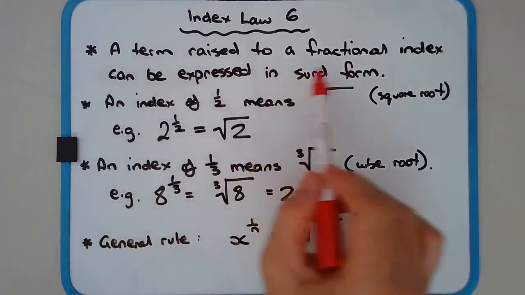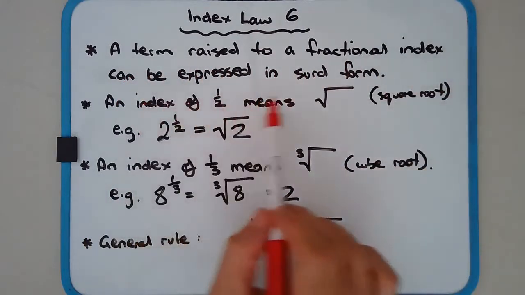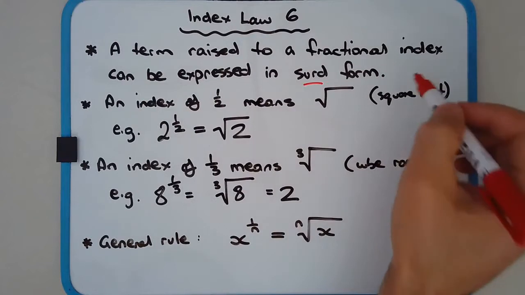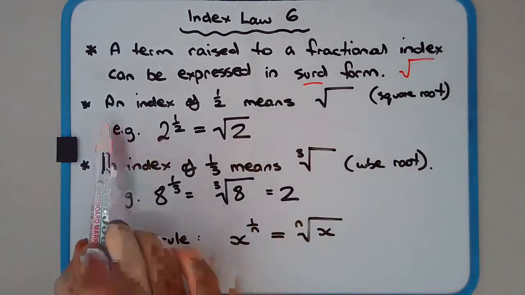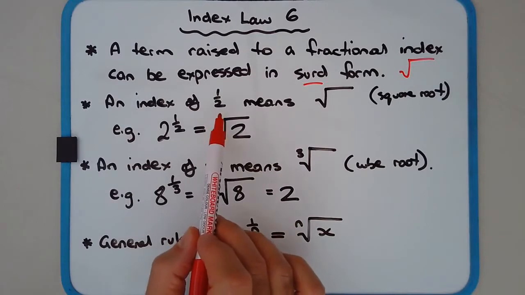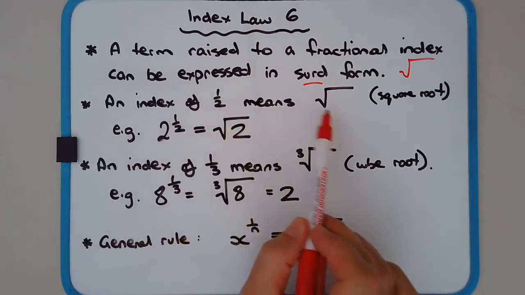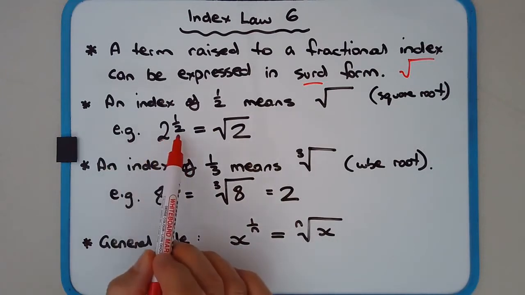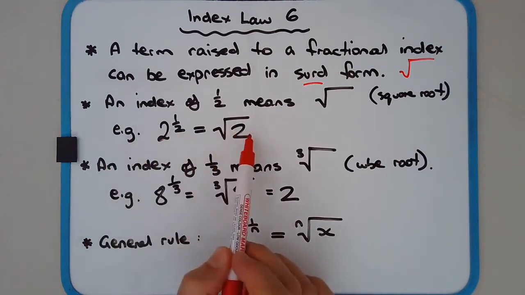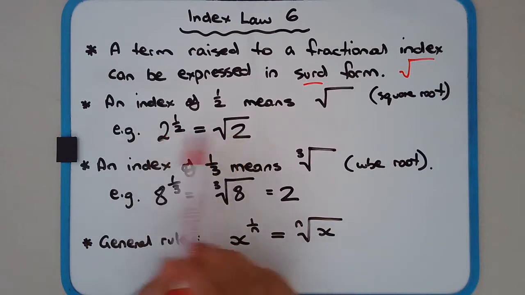A term raised to a fractional index can be expressed in surd form. If you remember surds, that tick symbol is called the radical sign. An index of half actually means a square root. So that's the square root sign. For example, 2 to the power of half really means the square root of 2. So it's two different ways of writing the same thing.